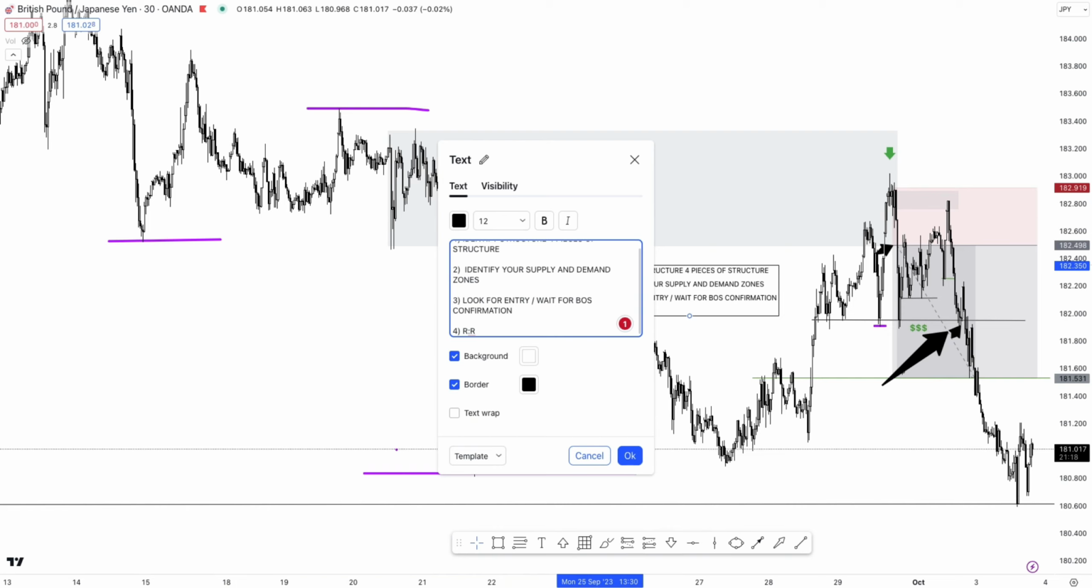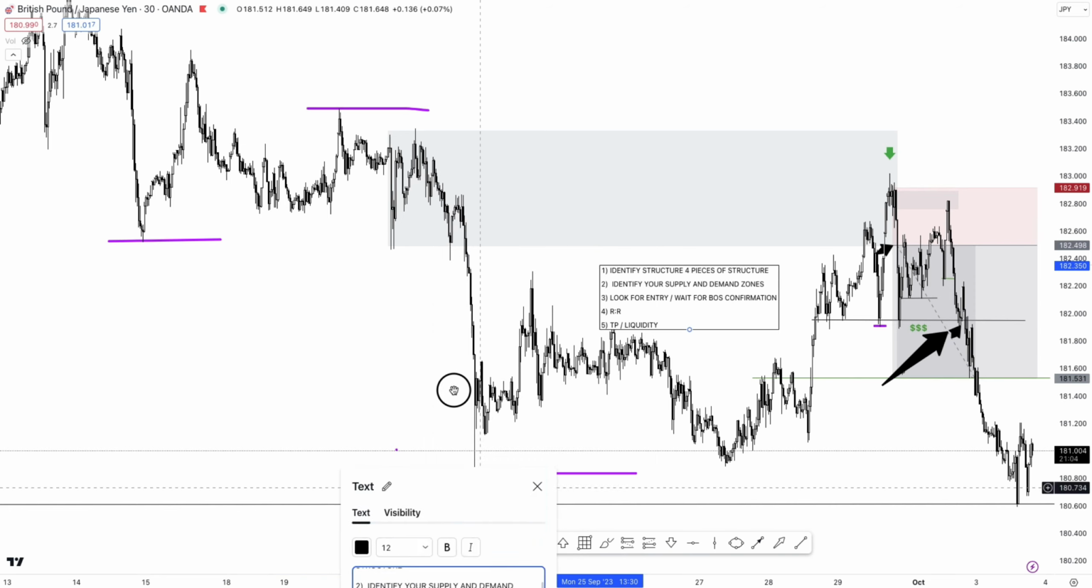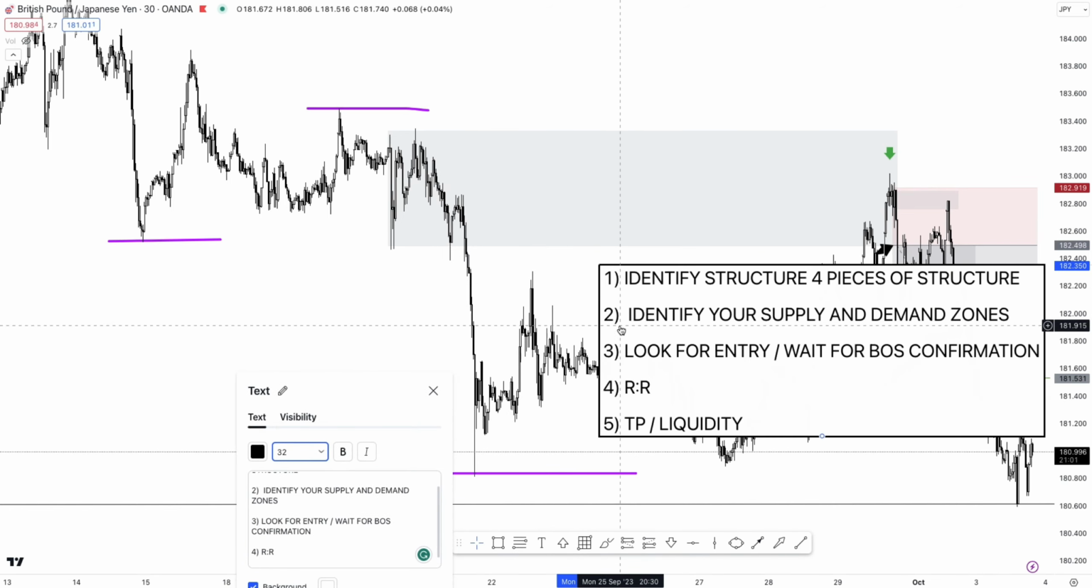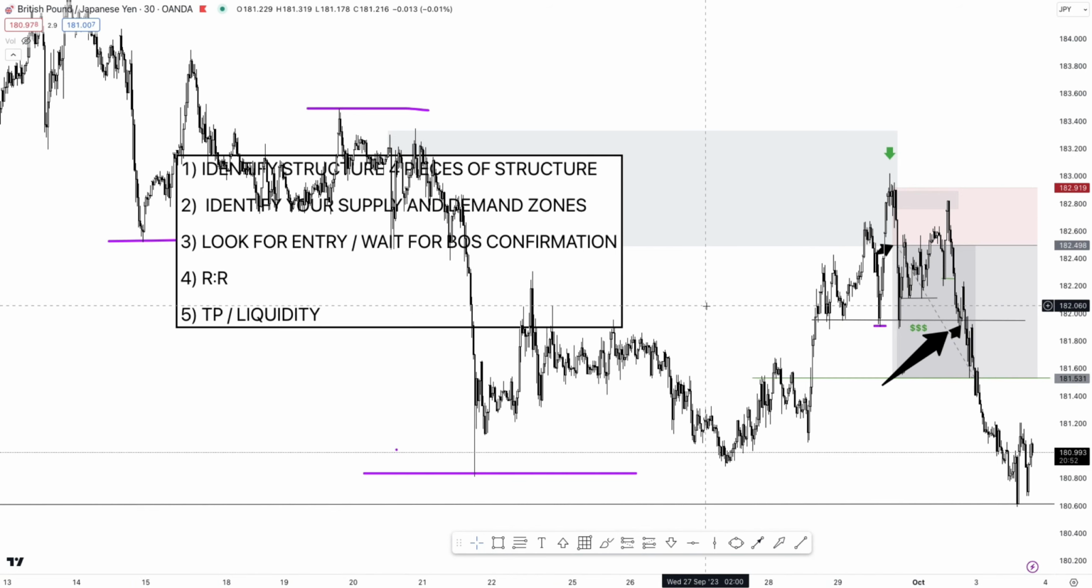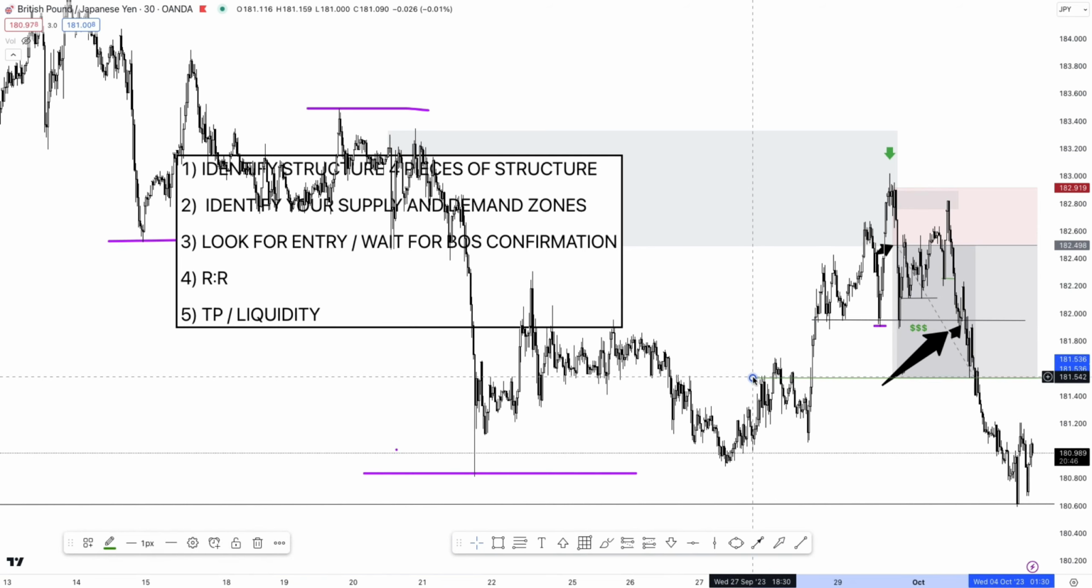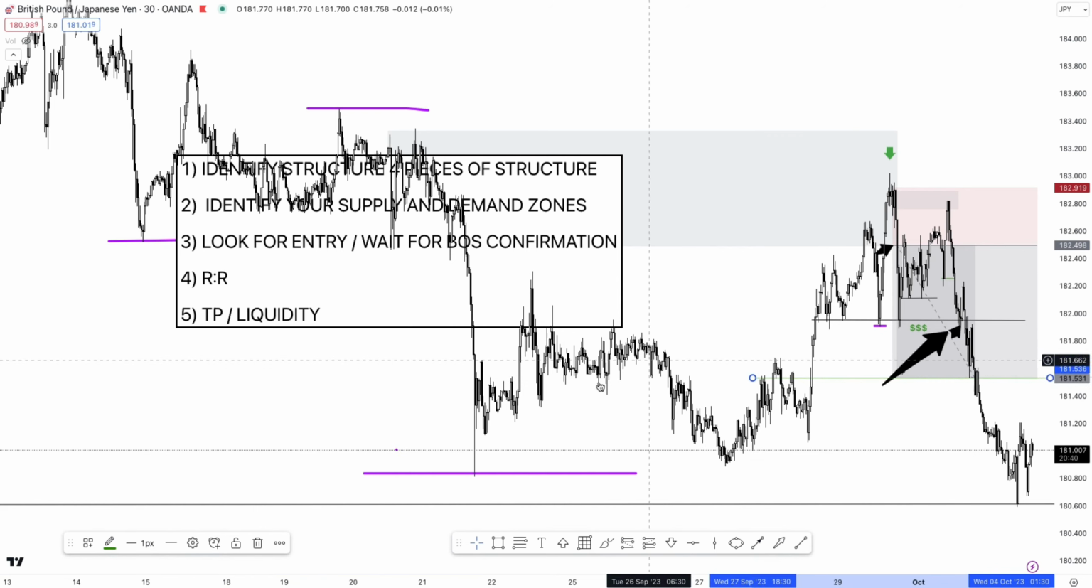And so on step 4, I look for my risk to reward tool, and then I look for step 5. Step 5 is your take profit and liquidity. So right there, I had my liquidity, and then I had the green line here. The reason why I have two different lines that look different is that this line represents the liquidity, and this one isn't necessarily the liquidity. This line is here because it's just an area where I'm taking profit because it has good support. So that's another area where I take profit.